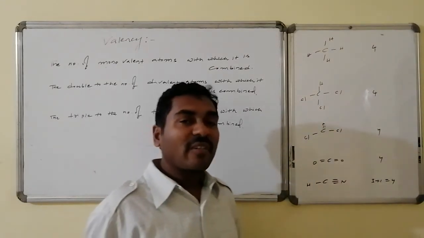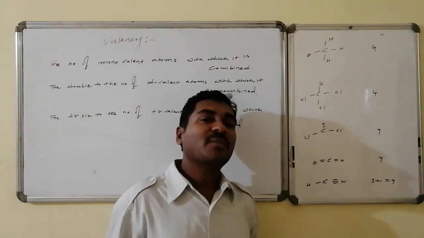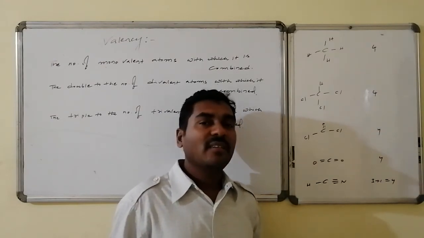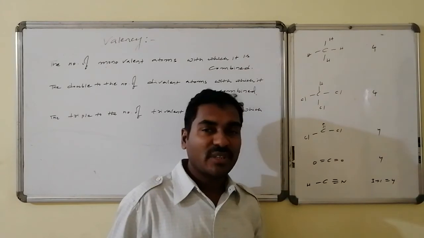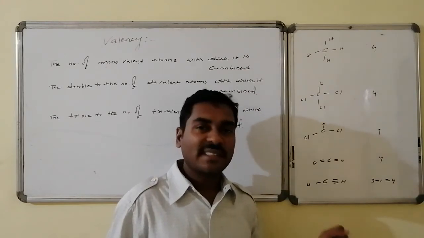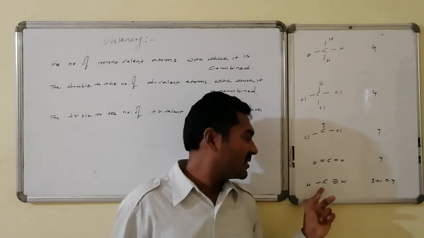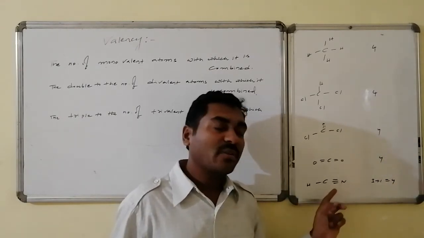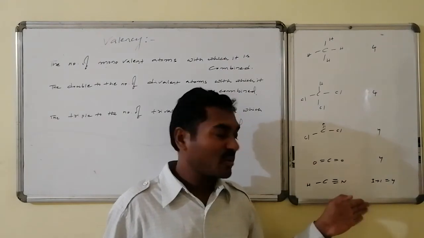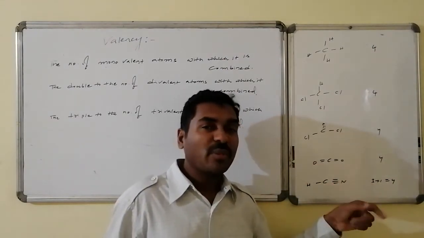Whereas the number of trivalent atoms combined with an atom of an element, its triple is known as its corresponding valency. In case of hydrogen cyanide, carbon is combined with a trivalent atom, nitrogen, and a monovalent atom, hydrogen, hence the total valency of the carbon is 4.